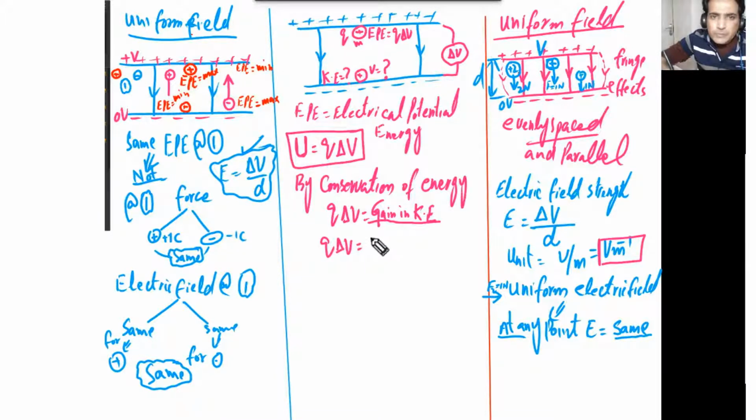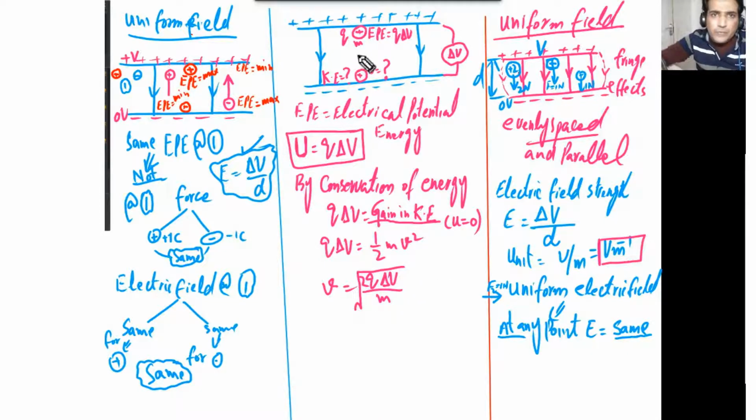This will be equal to 1/2 mv squared, if the initial speed U is 0. In this case I'm saying U is 0, so the change is equal to the final kinetic energy. We can simplify this. If we need to calculate V, the speed, that will be equal to the root of Q times delta V multiplied by 2, divided by M. So this is how we can calculate the speed.